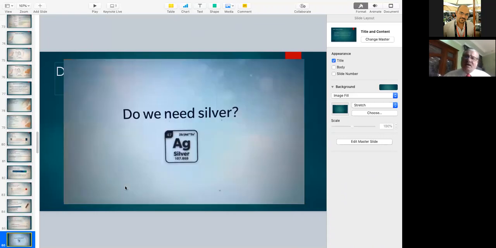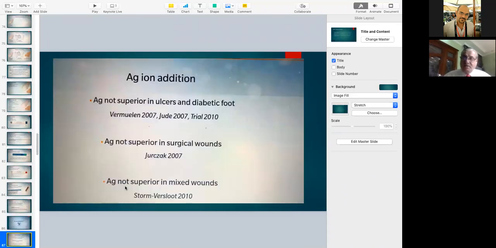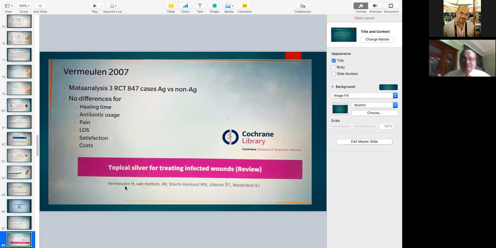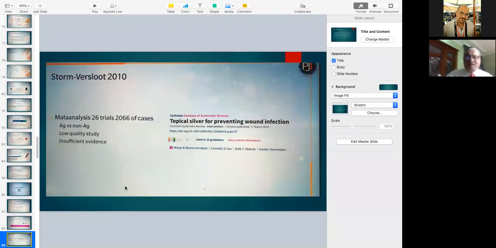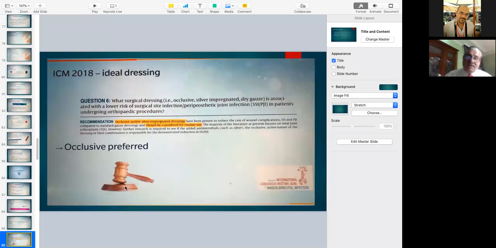There are some dressings now using silver, but it was observed that they are not superior in diabetic foot ulcers, not superior in surgical wounds, and superior only in mixed wounds. And it doesn't make a difference regarding healing time, antibiotic usage, pain, or satisfaction. So for silver, there is also a meta-analysis of silver versus non-silver coated. There is low quality and insufficient evidence that silver has a role in reducing PJI or SSI.